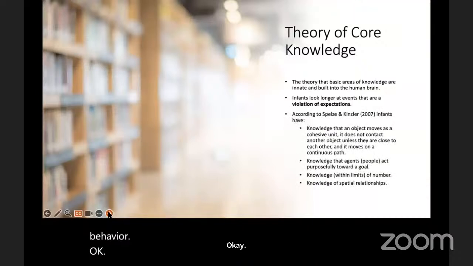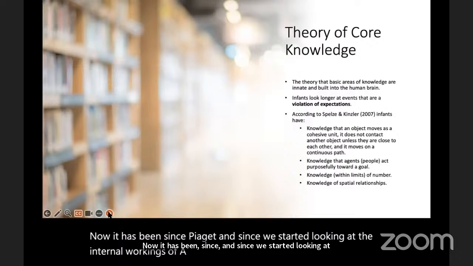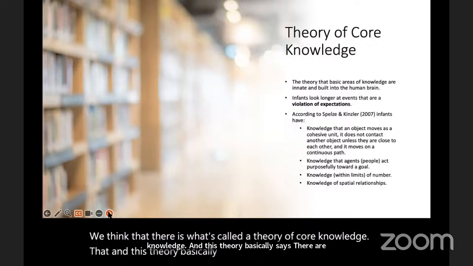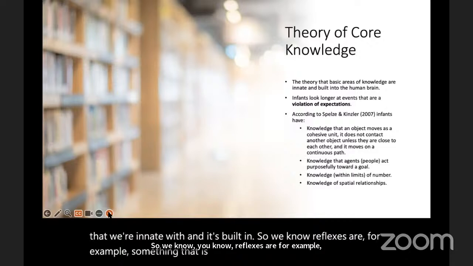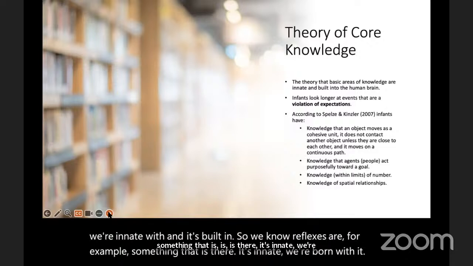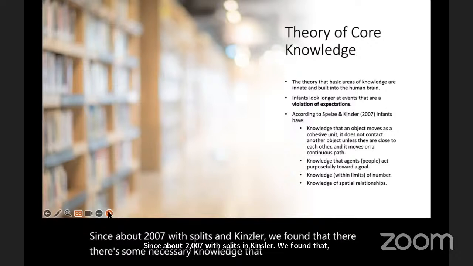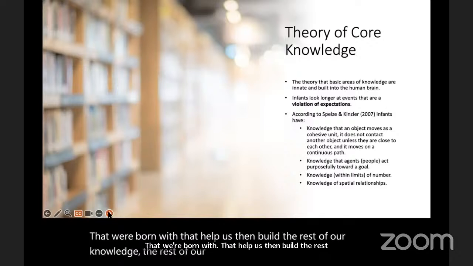Now, since Piaget, and since we started looking at the internal workings of a child, we think that there is what's called a theory of core knowledge. And this theory basically says there is certain knowledge that we're innate with and is built in. So we know reflexes are, for example, something that is there, it's innate, we're born with it. Since about 2007 with Spelke and Kinzler, we found that there's some necessary knowledge that is innate, that we're born with, that helps us then build the rest of our knowledge, the rest of our schemas.